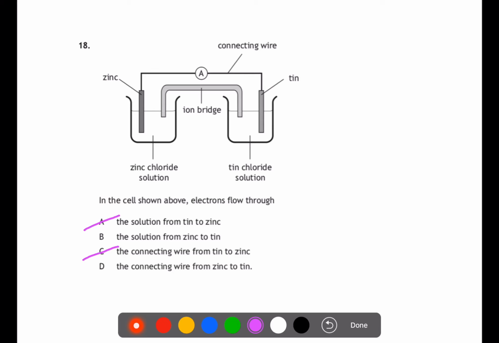Electrons always flow through the wires. So they will go this way through the wires. You find ions flowing through the solution. So the answer is D, the connecting wire from zinc to tin.